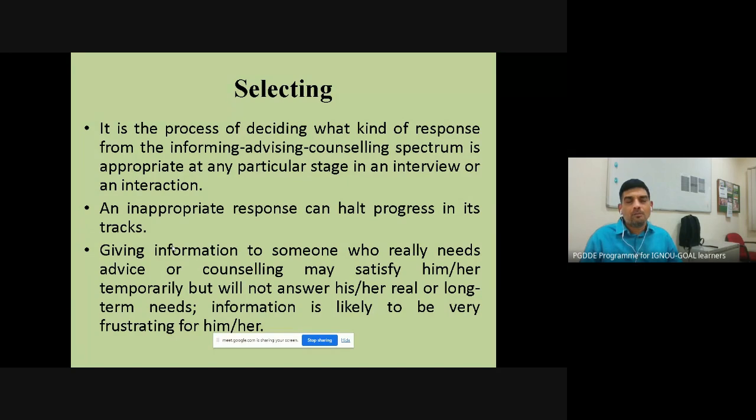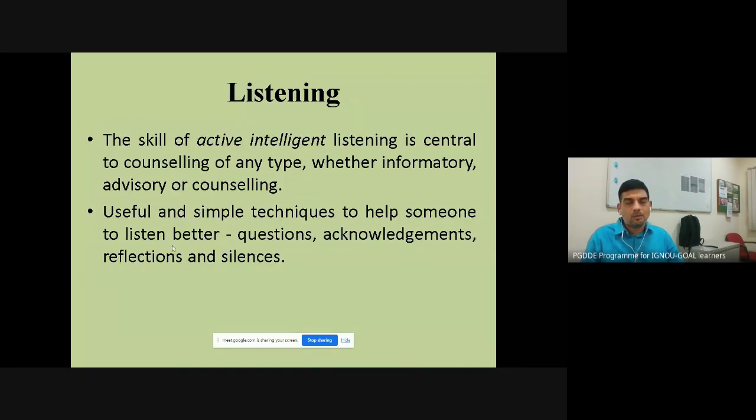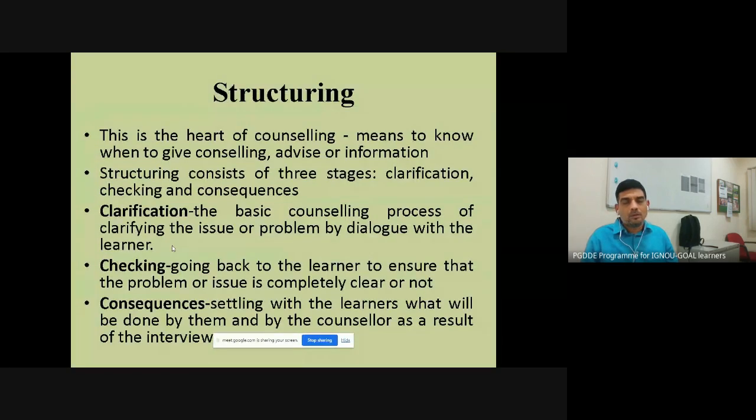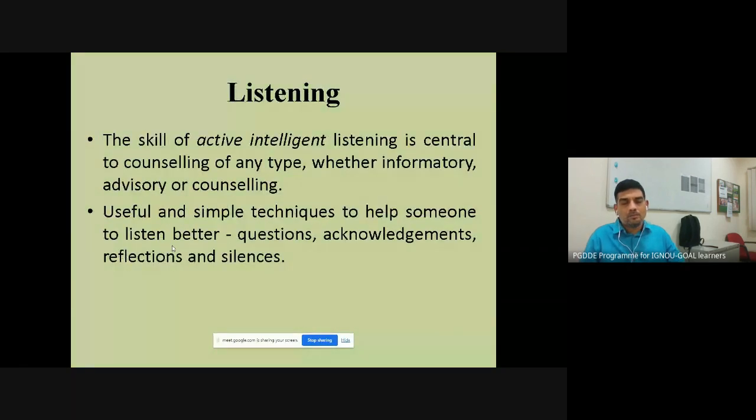Okay, because as I was talking about the information, advising and counseling, one has to select, and if we provide anything inappropriate, then definitely that will stop the progress of the learning also. Okay, that's why structuring is important. Then we can talk about the listening.